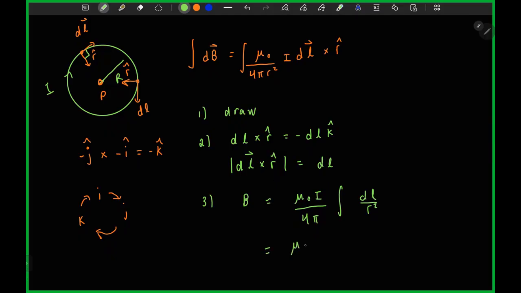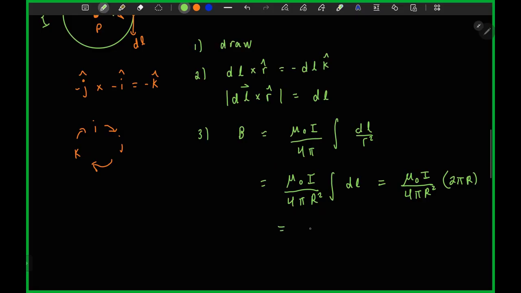We simply get mu naught I over 4 pi capital R squared integral dl. And of course, integral dl is simply the full arc length of our circle, or 2 pi r. And so we're left with mu naught I over 2r. And in direction, we're into the page, negative k hat.